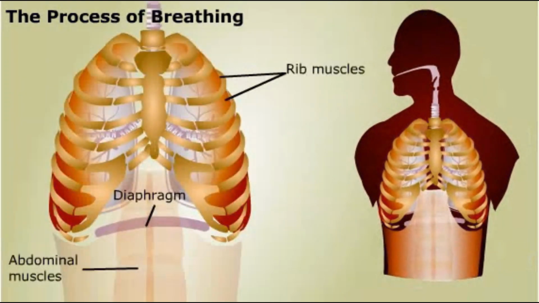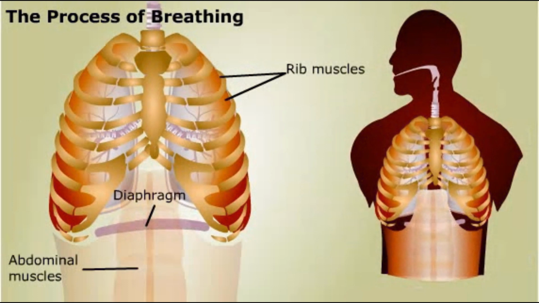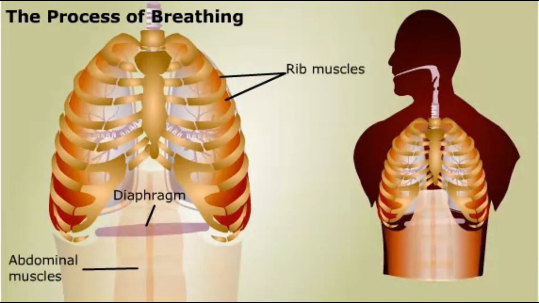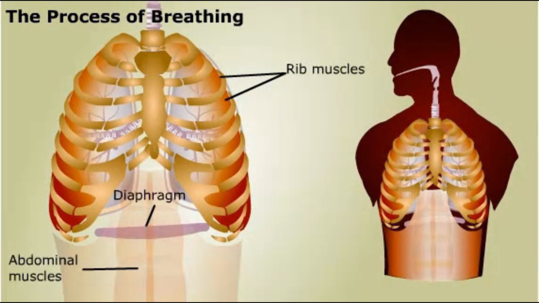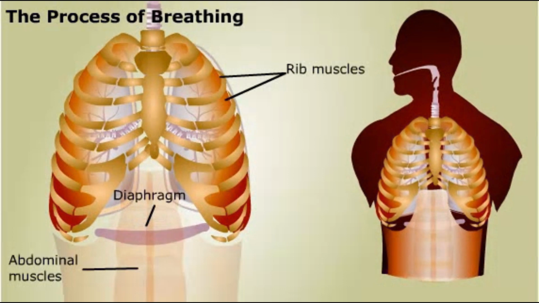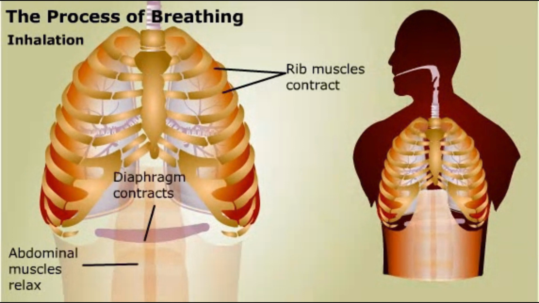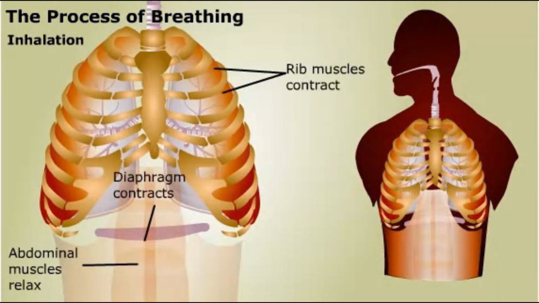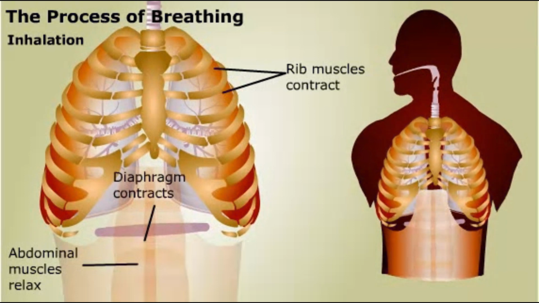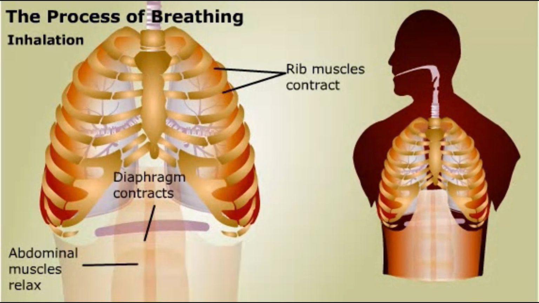Breathing is the mechanical process by which air enters and leaves the lungs. In humans, breathing involves the movements of the rib and abdominal muscles as well as the diaphragm. During inhalation, the rib muscles and diaphragm contract, while the abdominal muscles relax, lifting up and expanding the rib cage and lowering the diaphragm. The pressure in the lungs decreases, and air rushes in to equalize the pressure.